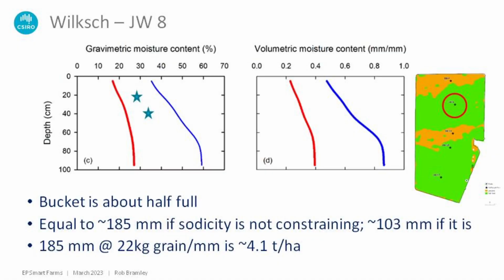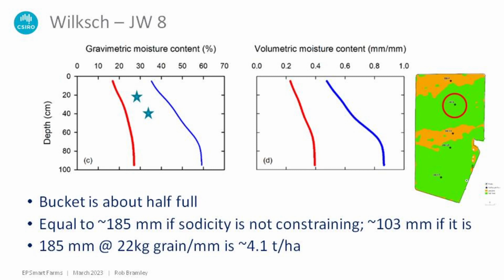And so if Geordie was to go, for example, to this location here in one of the good parts of the paddock, collect some soil samples, chuck them in his oven, he might measure the gravimetric moisture content to be about 28% at 20 centimetres and about 32% at 40 centimetres depth. With this pressure plate information, and bearing in mind that doing that gravimetric moisture content is easy, you just chuck it in the oven, he would know that his bucket was about half full.